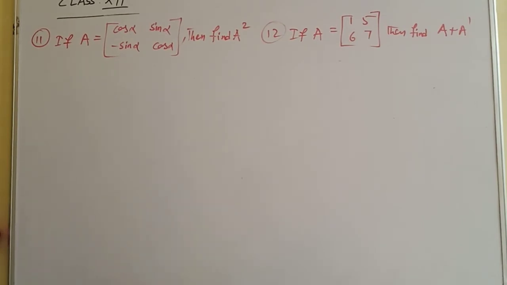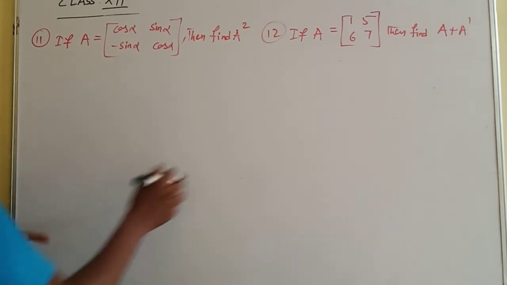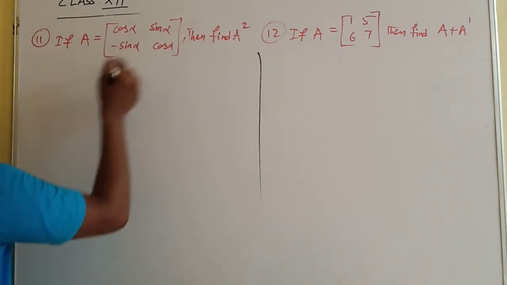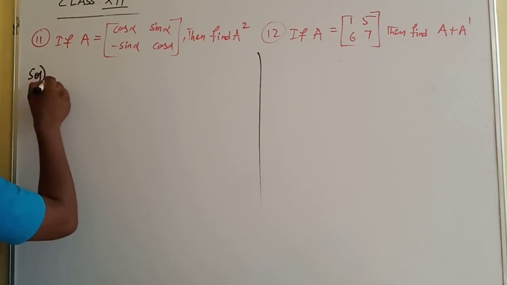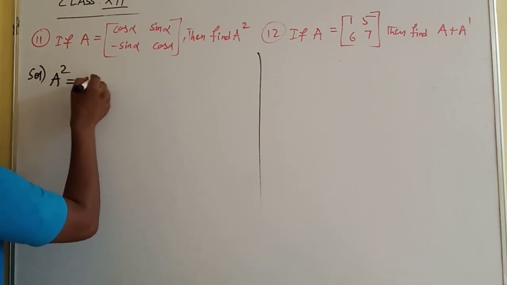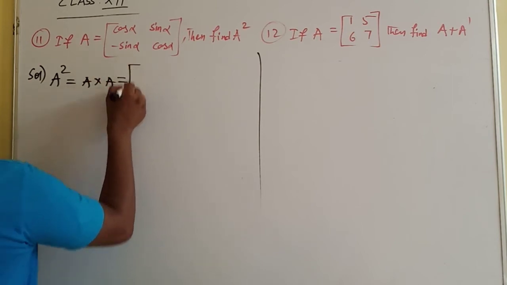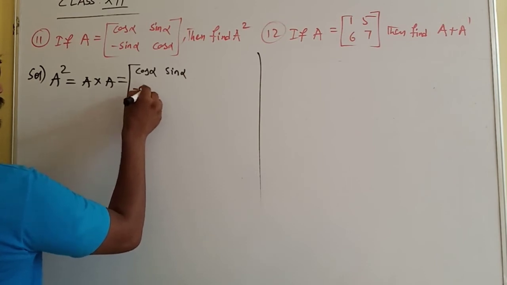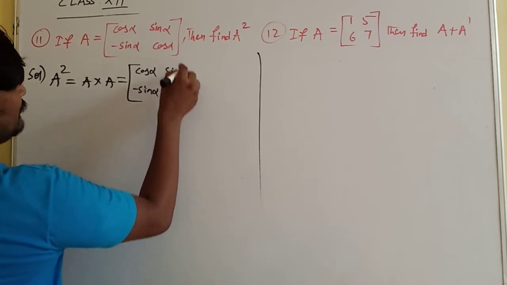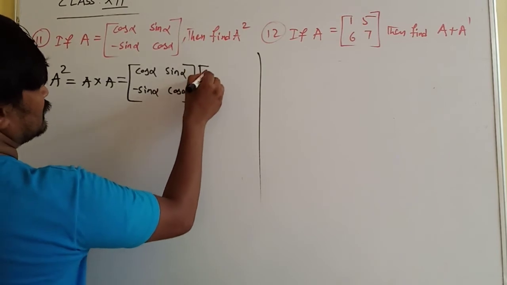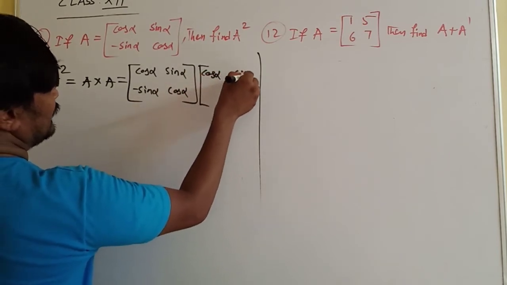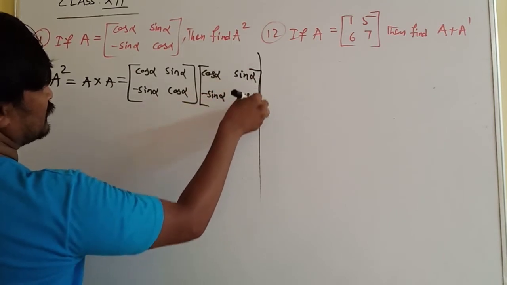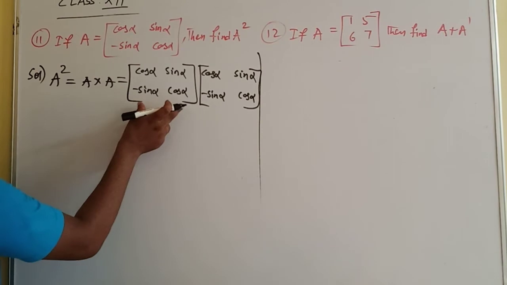Alright, let's move on to the 11th and 12th problems. If a is equal to the matrix cos alpha, sin alpha, minus sin alpha, cos alpha, then find a square. It is very simple, just observe. A square is equal to, you know that, a into a, that is nothing but cos alpha, sin alpha, minus sin alpha, cos alpha. Same method, one more time: cos alpha, sin alpha, minus sin alpha, cos alpha.